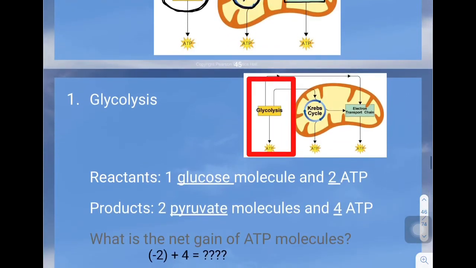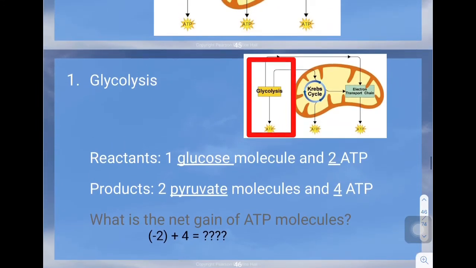So the first stage, glycolysis, is going to start with the reactants, 1 molecule of glucose and 2 molecules of ATP. It's going to end up producing 2 pyruvate molecules, which is a type of carbon compound, and 4 ATP molecules. So the goal here is to get some energy from the process of glycolysis, but notice how you have to spend energy in this case in order to get energy.